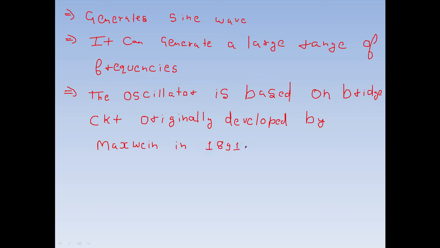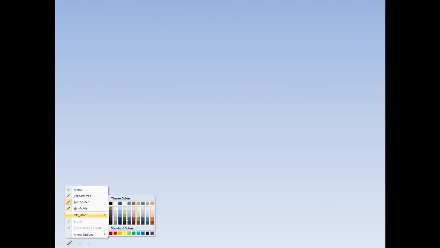So if I summarize, a Wien bridge oscillator is a type of oscillator that is used for the measurement of frequency, and it was developed by Max Wien in 1891. Now guys, let us draw the circuit diagram of this Wien bridge oscillator and solve the equations to get the frequency equation. That is quite common in most examinations.